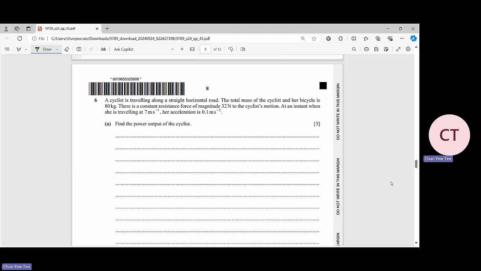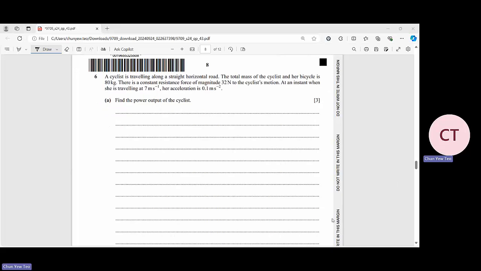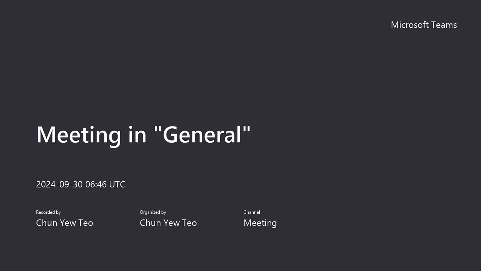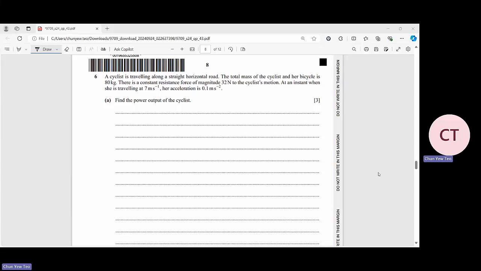And moving on, we have question number 6. A cyclist is traveling along a straight horizontal road. The total mass of the cyclist and her bicycle is 80 kg. There is a constant resistance of magnitude 32 Newton to the cyclist's motion, and at an instant when she's traveling at 7 meter per second, her acceleration is 0.1 meter per second square. Find the power output of the cyclist.